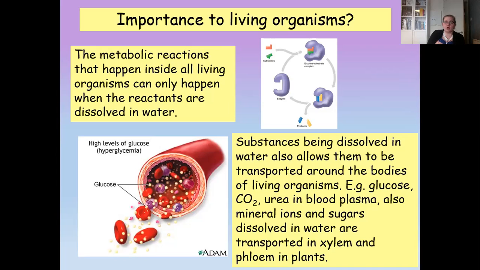For example, glucose, carbon dioxide, urea in blood plasma, mineral ions and sugars are dissolved in water and transported in the xylem and phloem in plants. Because water has these cohesive properties, it's great for transporting other molecules around the body. So when we break down glucose, we've got carbon dioxide in our blood and urea in our blood plasma, and they travel around really nicely in our blood plasma. Similarly, mineral ions and sugars work in the same way in plants through the xylem and the phloem.